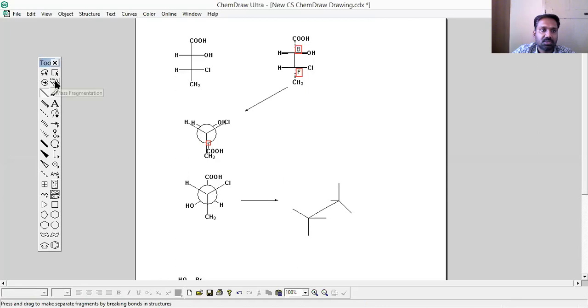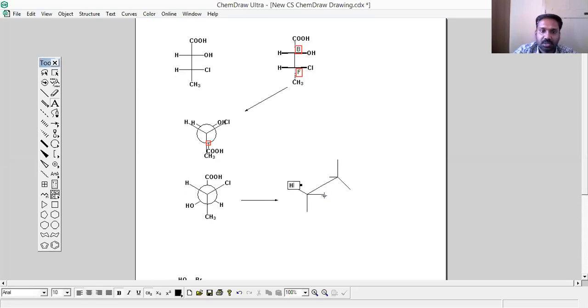Sawhorse. Okay, which is our front carbon here? Front carbon is here. The substituents on the front carbon are H, Cl, CH3. Okay, fine. Now tell me the substituents here. What should come here?